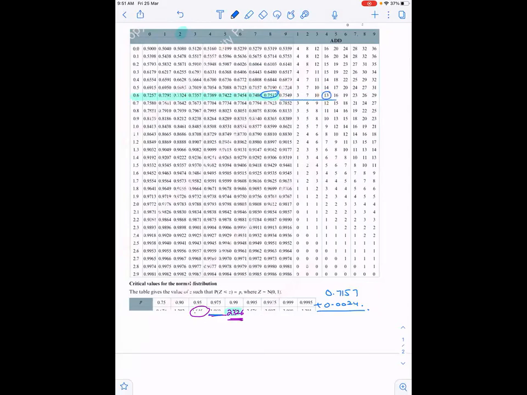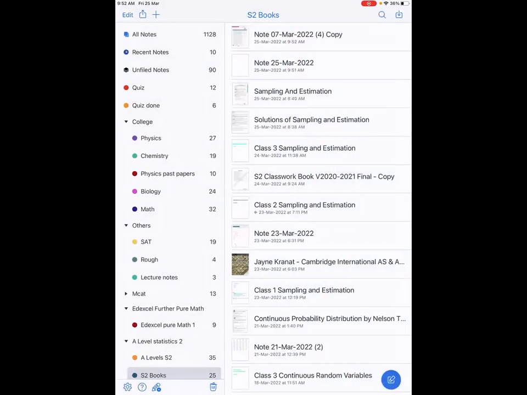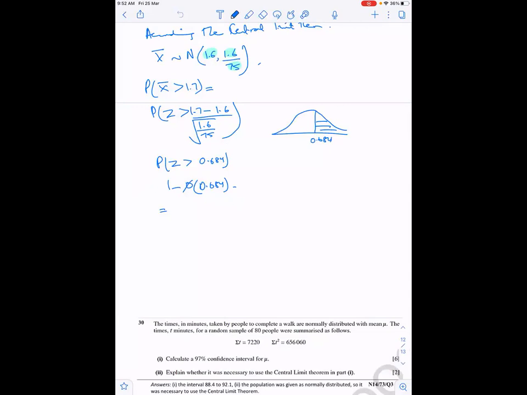Okay, 0.7517 plus 0.7517 plus 0.0013. It's giving me 0.753. One minus the answer, which is 0.247. This is the answer for this part.